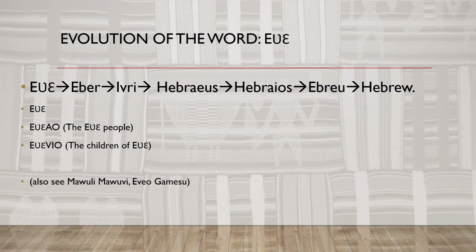Here are some other ways of pronouncing Eve, or some forms of it. You have Eviawu, which means the Eve people. You have Eveviwo, which means the children of Eve. Also see Mauli, Mauvi, Eve Gamesu.